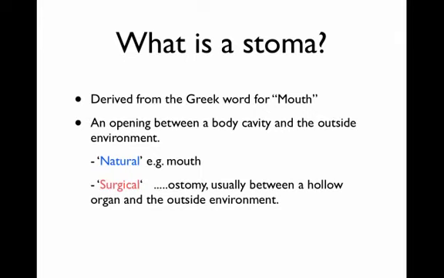However, we'll be talking about stoma in the context of an artificial or surgical stoma, which has a prefix of the anatomical location, followed by ostomy. In surgery, this is usually between a hollow organ, or hollow viscus, and the outside environment. An example would be a colostomy, where the ostomy refers to mouth and the colo refers to the colon.